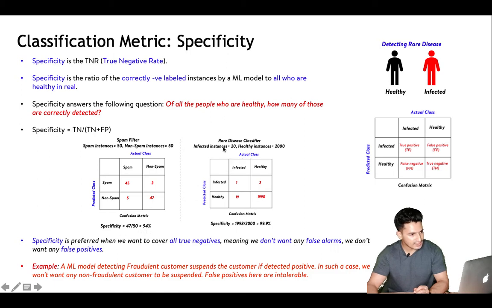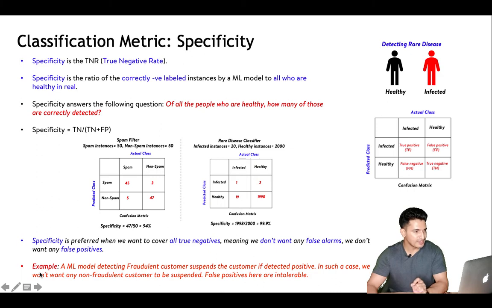And for the rare disease classification problem, the specificity will be all the true negatives, 1998, divided by all the healthy people, all the negatives, that is 2000. It is around 99.9%. That is, the model is actually doing a very good job in finding healthy people, but it's not doing a very good job in finding the infected people. Specificity is preferred when we want to cover all true negatives, meaning we don't want any false alarm. That is, we don't want any healthy people to go as infected, then we will go with specificity. That is, we don't want any false positive.